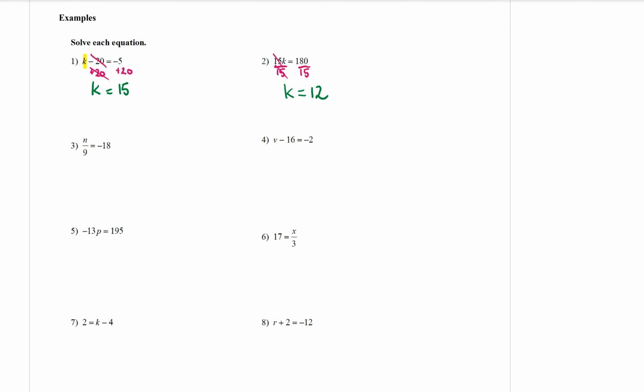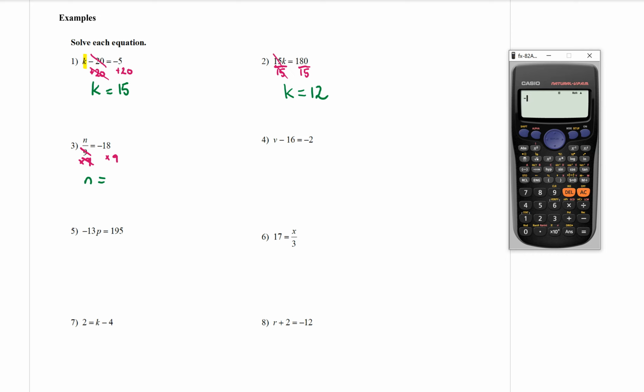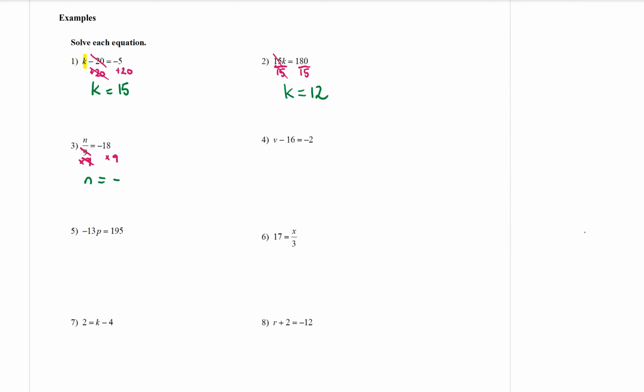Question 3. n over 9 is equal to negative 18. So the over 9, that's the same as saying divided by 9. The opposite of dividing by 9 is to times by 9. Those 9s there will cancel out. n is now by itself on the left-hand side, and we need to type in minus 18 multiplied by 9 to give minus 162.